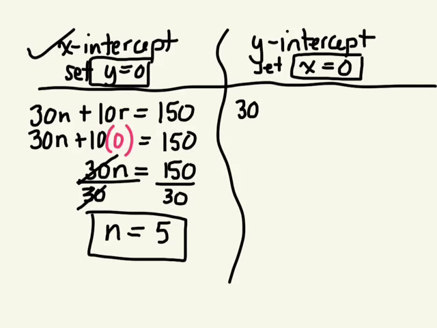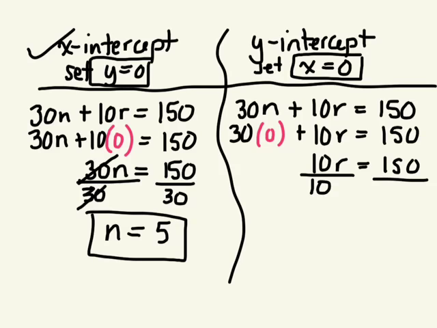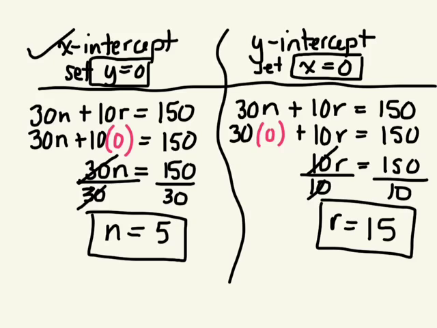So this time, we want to make x equal to 0. Well, remember, we had nuts on the x-axis, so I'm making that equal to 0. And I'm solving for r. So 30 times 0, 0. And I need to isolate my variable. R equals 15. Was this true? Was the y-intercept at 0, 15? Was the x-intercept at 5, 0?